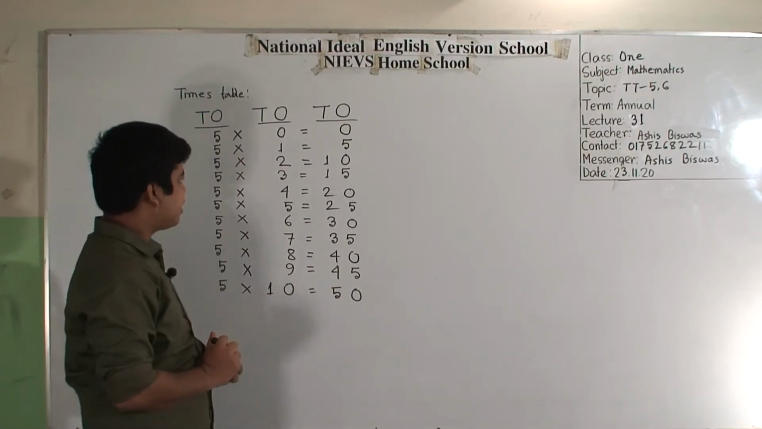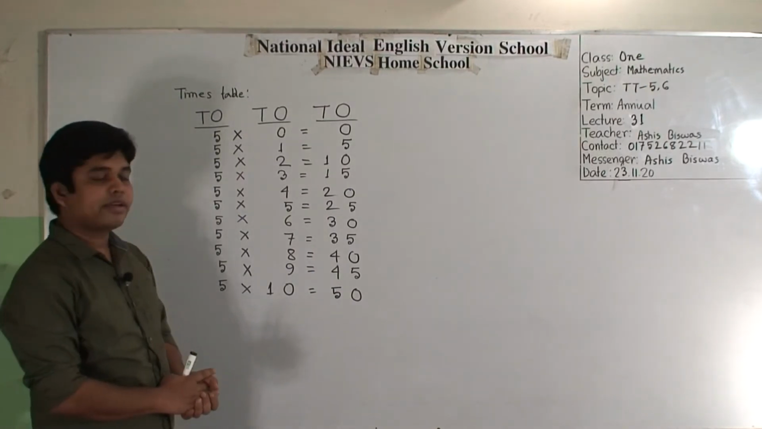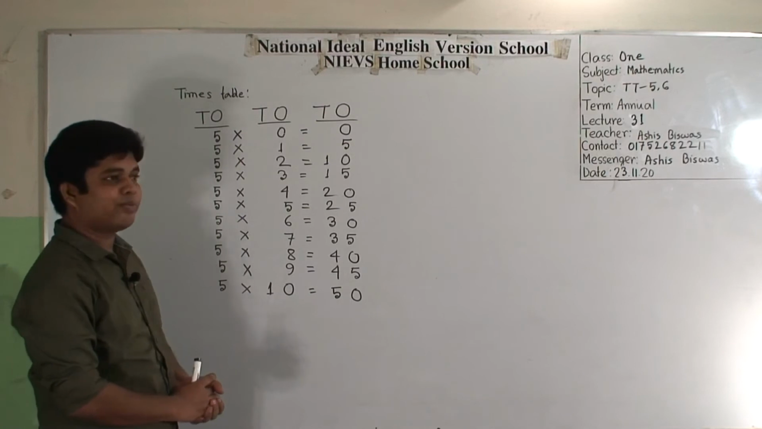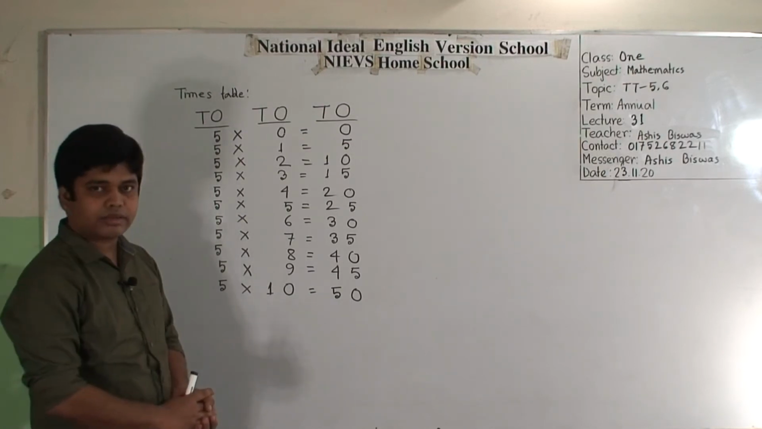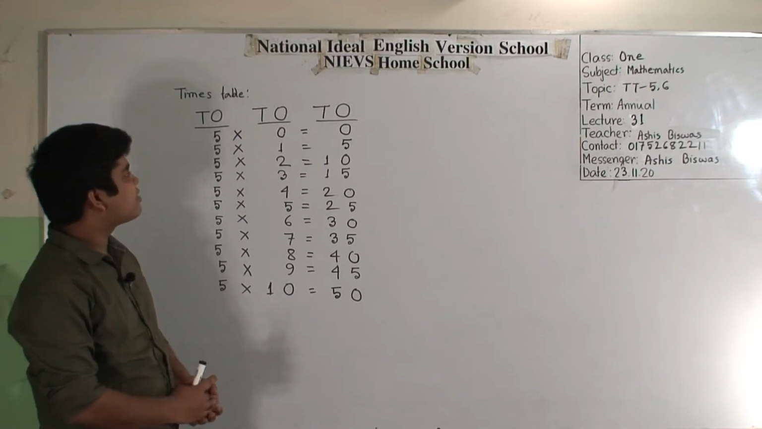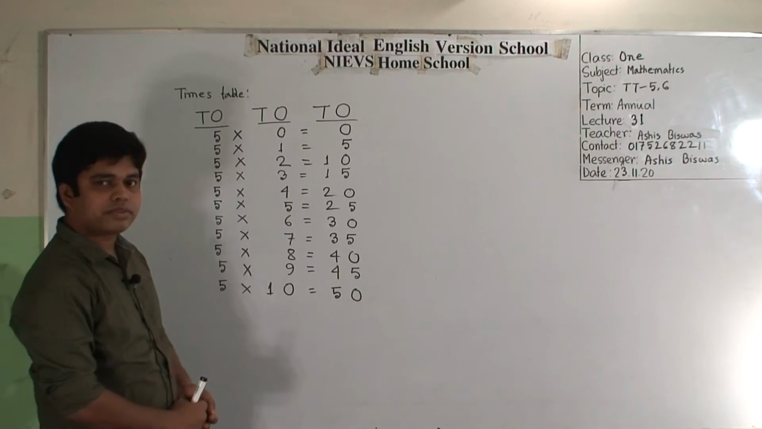My dear students, I know you are very smart learners. For this reason you have already learned times table 5, but for your better understanding we take this class again. Okay, so our times table 5 is done. Next we shall learn times table 6.